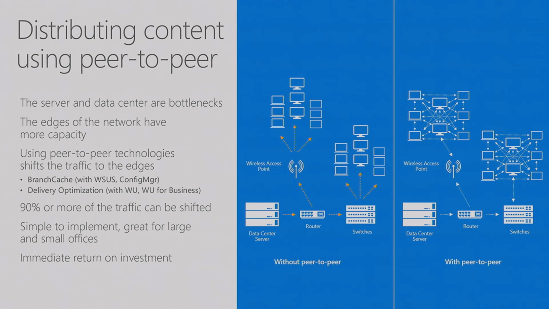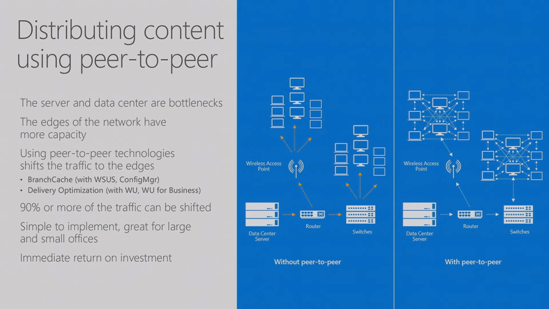If you look at peer-to-peer overall, peer-to-peer is all about really taking the traffic out of the data center and pushing it out to the edges of the network. It's not too hard to get 90% of the traffic shifted away from your data center. So if you think your distribution points are fairly well loaded today, or maybe you don't think they have the capacity to do this, certainly if you implement something like BranchCache, you will solve that problem, because they'll be suddenly much less busy.